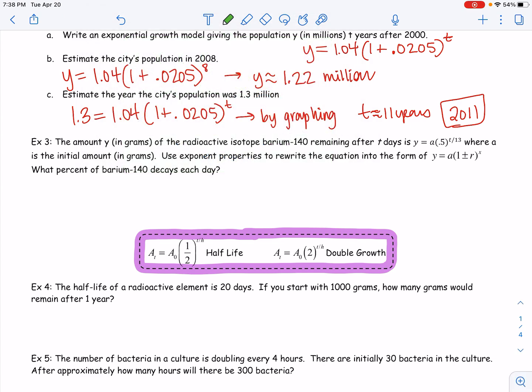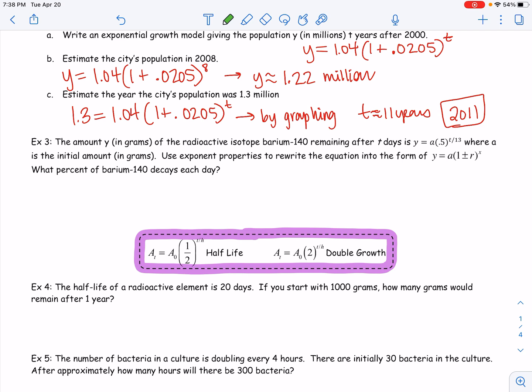The amount Y in grams of the radioactive isotope barium-140 remaining after T days is Y equals A times 0.5 raised to the T over 13 power, where A is the initial amount in grams. Use exponent properties to rewrite this equation into the form Y equals A times (1 plus or minus R) raised to the X power. So let's do that first.